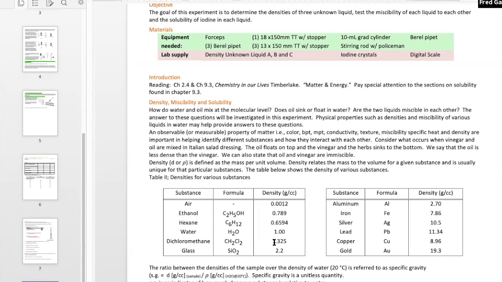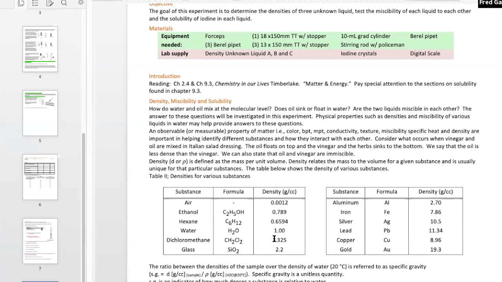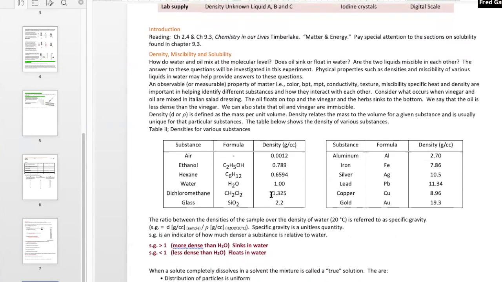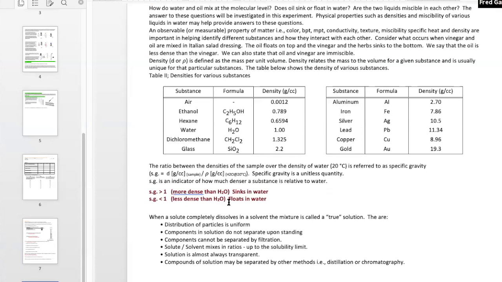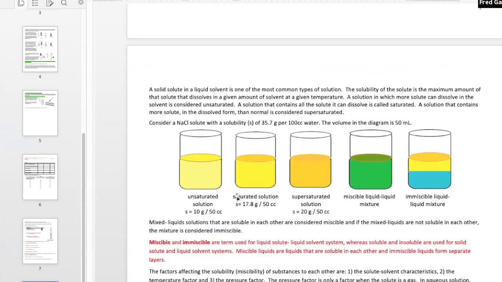You guys are going to be using much more safe items. You guys are going to be doing cooking oil and I believe syrup. Okay, so right here it tells you that the density greater than 1, it'll sink. If it's less than 1, it'll float.